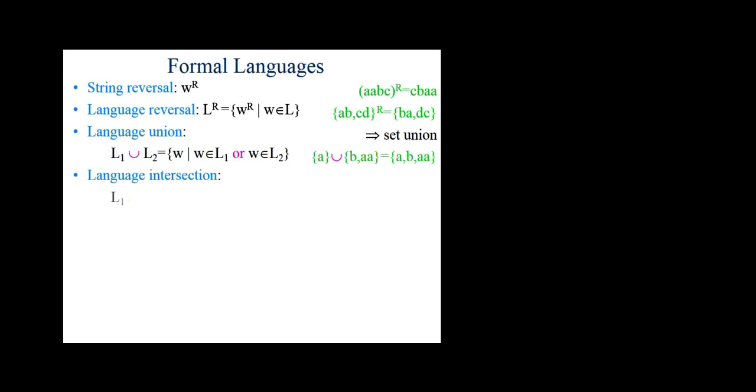So we have language concatenation, and then language reversal, and then language union. So two languages unioned with each other are all the strings in one or all the strings in the other. Every string that's in either one or the other or both is in the union. So it's basically set union over all these strings that are the elements of these two sets. So again, remember, a language is a set. A string is not a set. A string is a sequence. Very different.